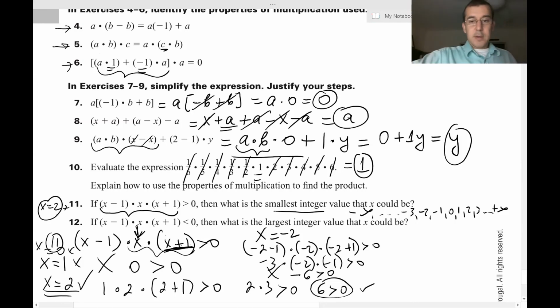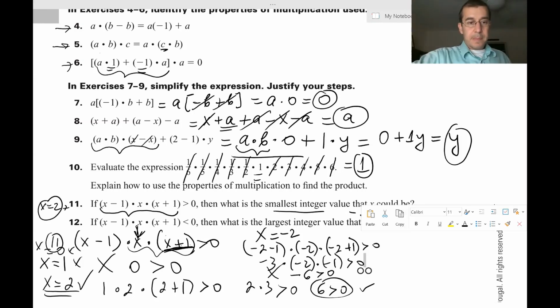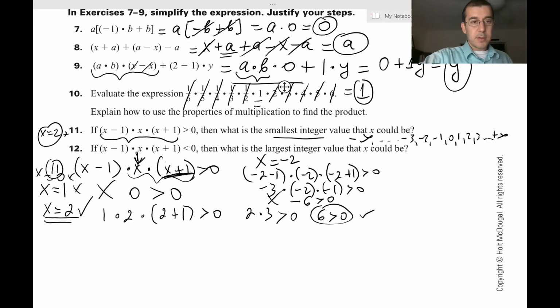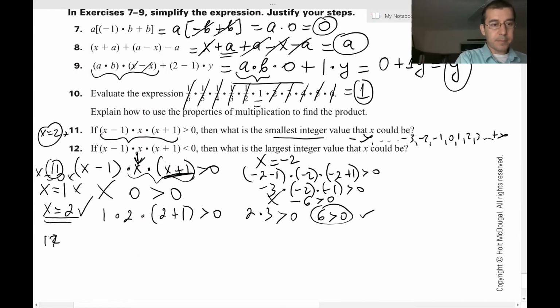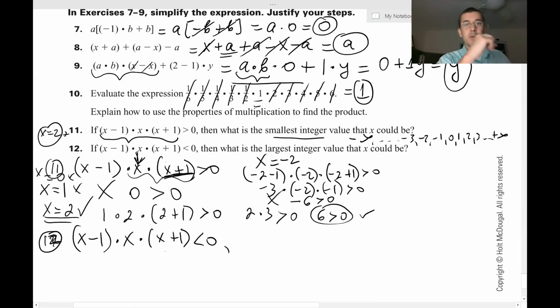Okay. Number 12. Okay, so this is a similar problem. So let's do 12 here. If x minus 1 times x plus 1 is less than 0, then what is the largest integer value that x could be? Okay, so let's try 0 first.